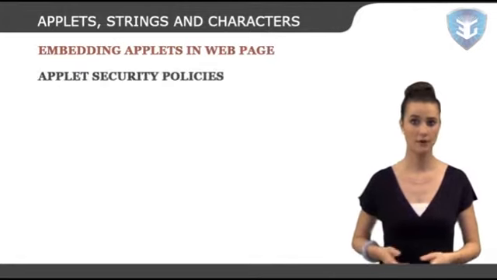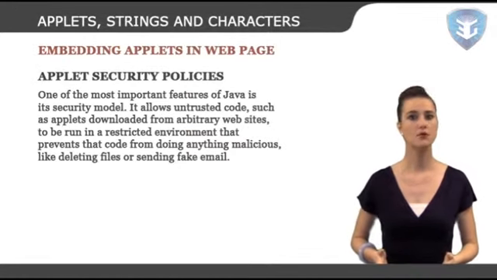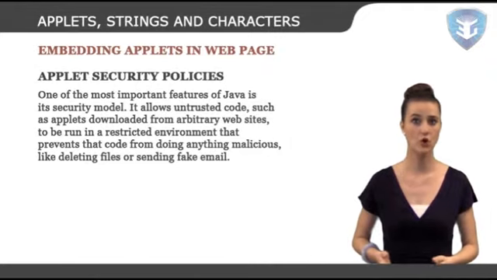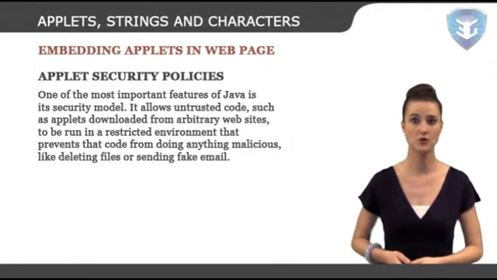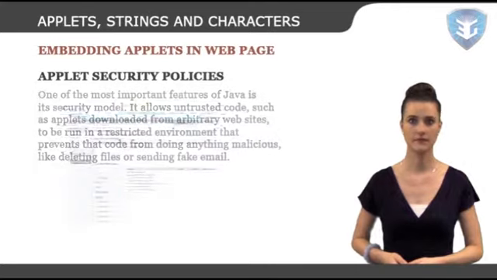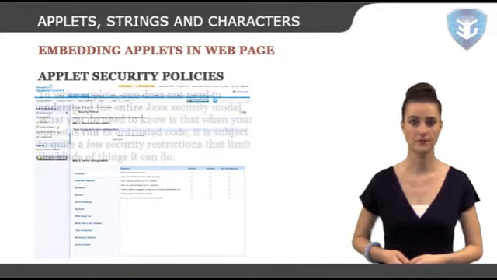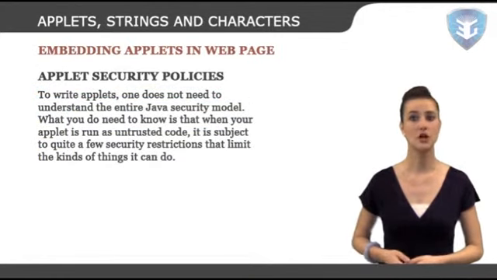Here we will learn about applet security policies. One of the most important features of Java is its security model. It allows untrusted code, such as applets downloaded from arbitrary websites, to be run in a restricted environment that prevents that code from doing anything malicious, like deleting files or sending fake email. The Java security model has evolved considerably between Java 1.0 and Java 1.2. To write applets, one does not need to understand the entire Java security model.